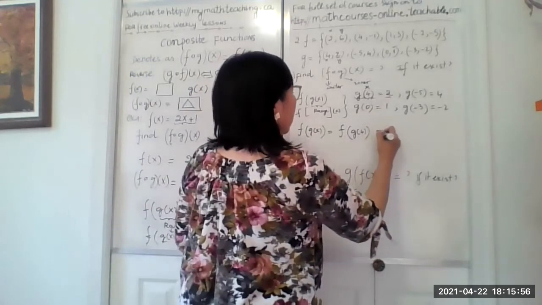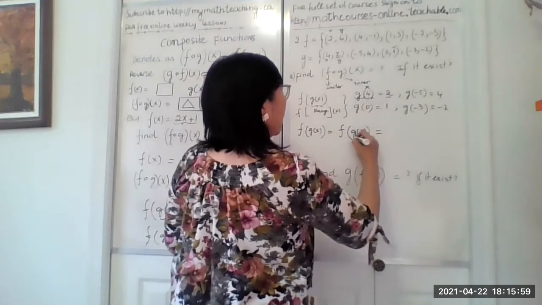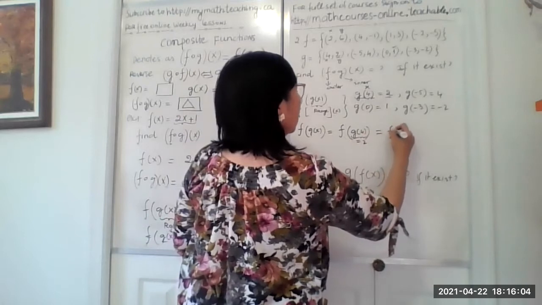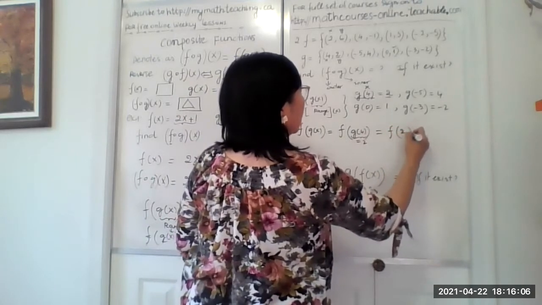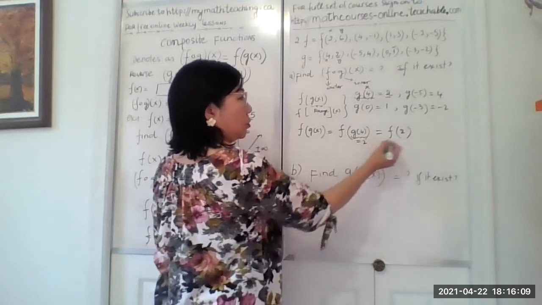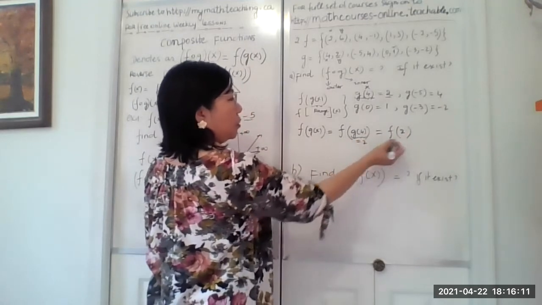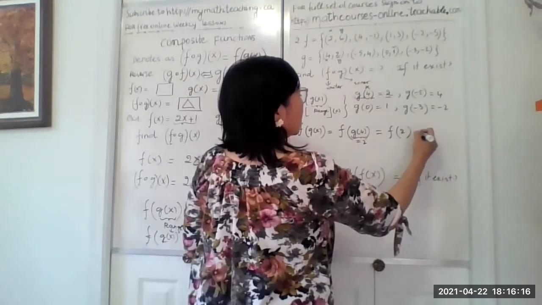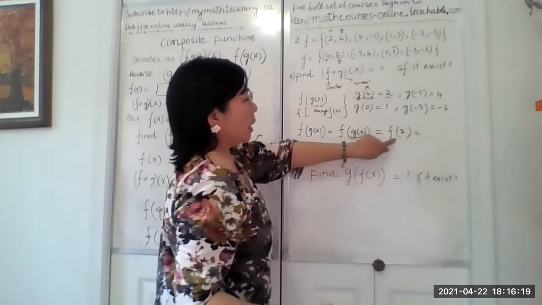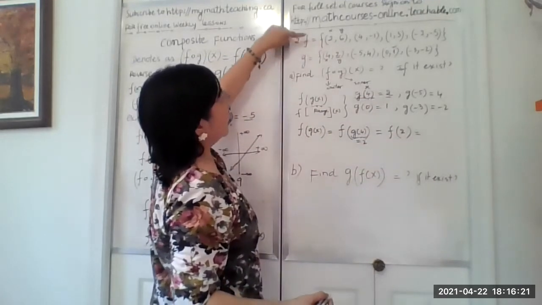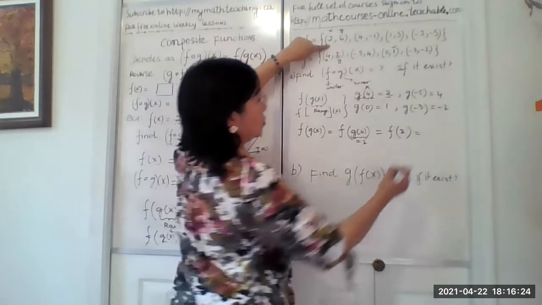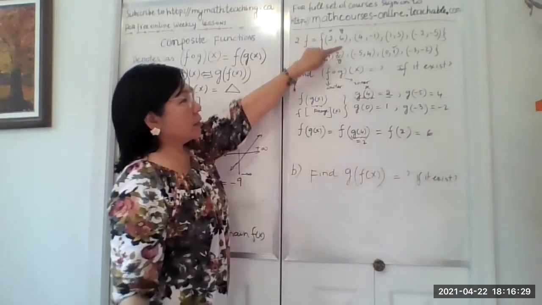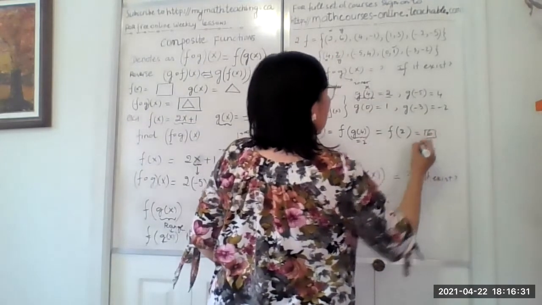But what is f of g of 4? Now g of 4 equals 2. So it means you can substitute f of 2, because g of 4 equals 2. So now you look at f of 2, you look back in here, f of 2 equals 6, right? That's the answer. So the answer is here.